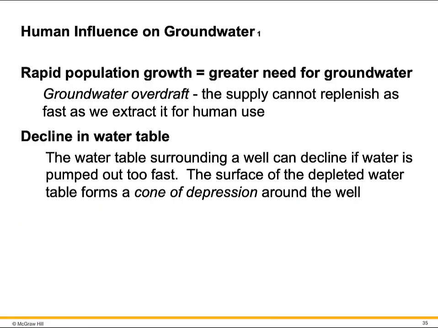The consequence of human actions. Rapid population growth equals a greater need for groundwater. The groundwater overdraft: the supply cannot replenish as fast as we extract it for human use. A decline in the water table. The water table surrounding a well can decline if the water is pumped out too fast. The surface of the depleted water table forms a cone of depression around the well.